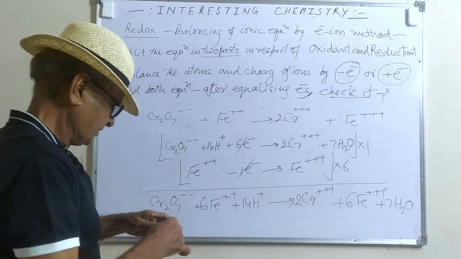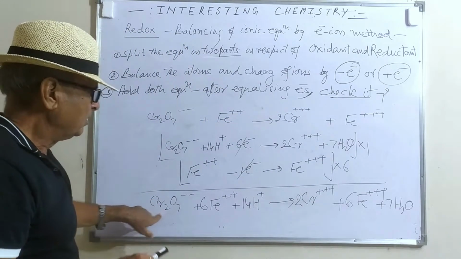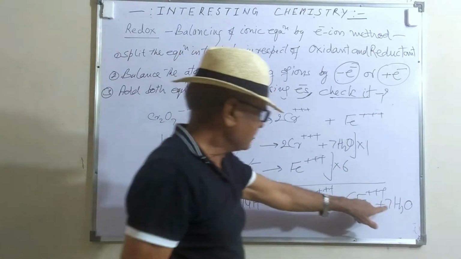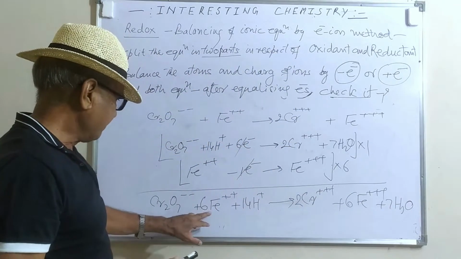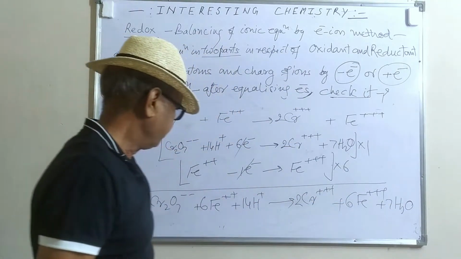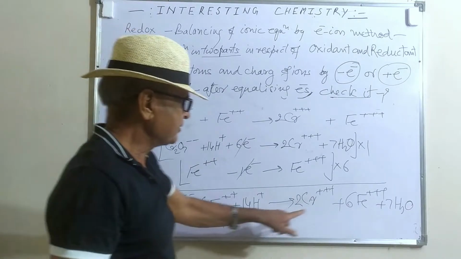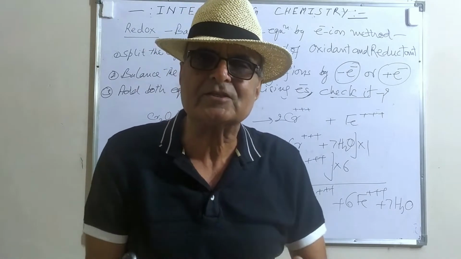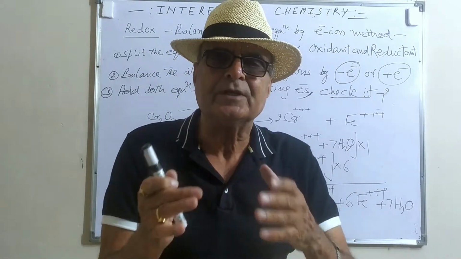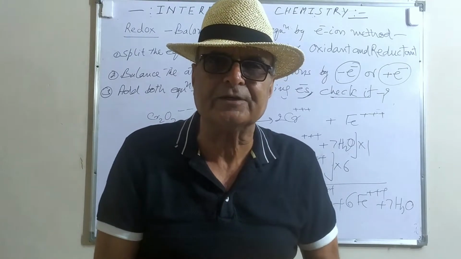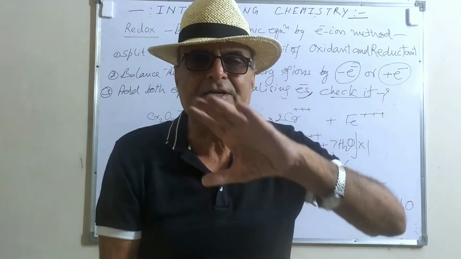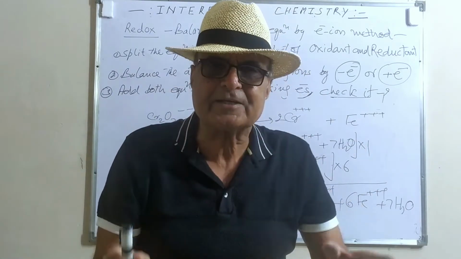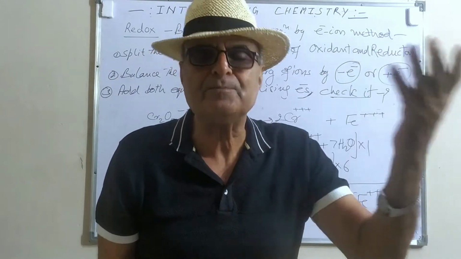Check it. Here chromium 2, oxygen 7, Fe 6, hydrogen 14H, 7 into 2, 14H. We have balanced the atoms of the elements taking part in this reaction in the reactants and the products. So I think you have checked in the reactants as well as in the products.